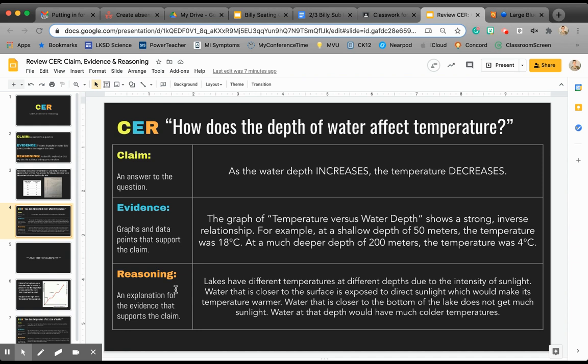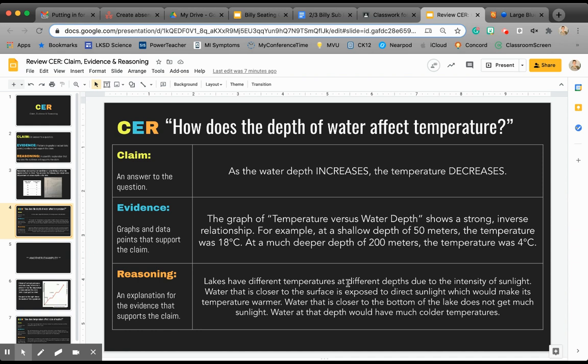Then my reasoning is, well, why do I see that pattern? What causes that to happen? So I did some research on Google and I said, why is the top of a lake warmer than the bottom of a lake? Or you could ask it in the opposite way. Why is the bottom of a lake so much colder than the top of the lake? One of the reasons that could explain that data would be this.